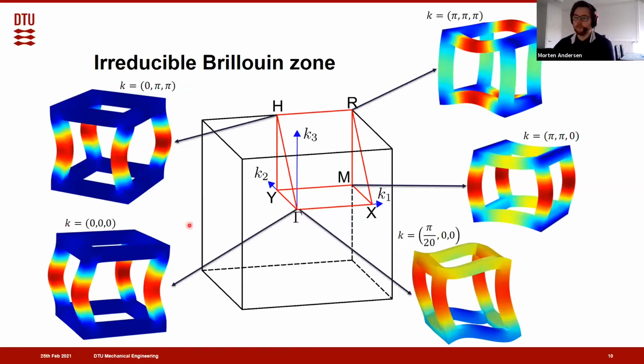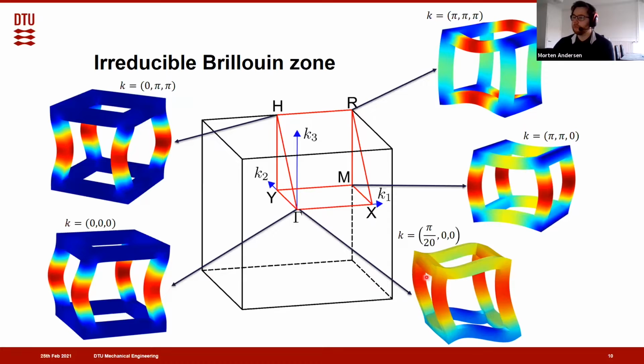So for example, for K equal to 0, 0, 0, we would receive this buckling mode here of this simple cubic truss lattice, which is periodic. And on the other hand, if we take this R point here, we get pi, pi, pi, which then is an anti-symmetric mode. And right next to this symmetry point, there is a pi divided by 20, which yields a global deformation mode, a global shear mode.